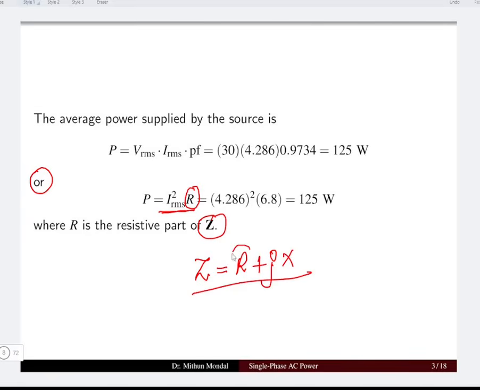Now here the real part, which is the resistance, can be substituted here to determine the power, because power is what we observed in the network. So the net power which is absorbed in the network is basically 125 watt, which is similar to what we have got by the previous formula, that is Vrms Irms into power factor.